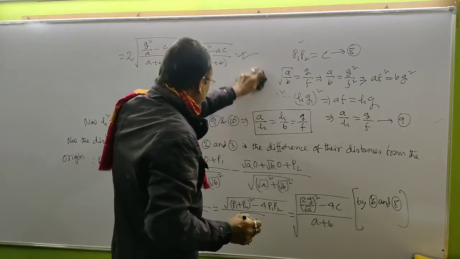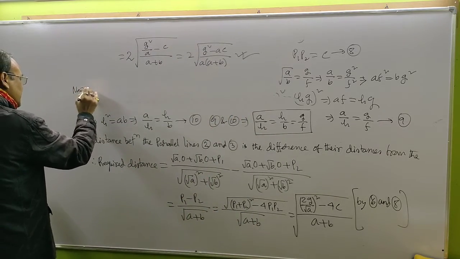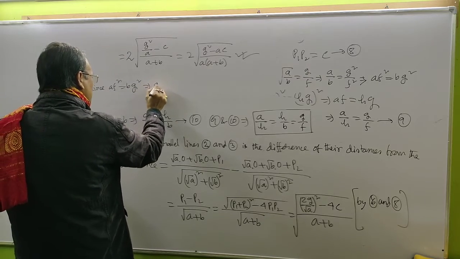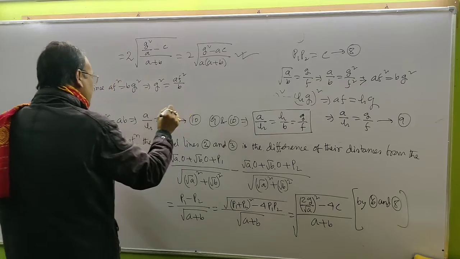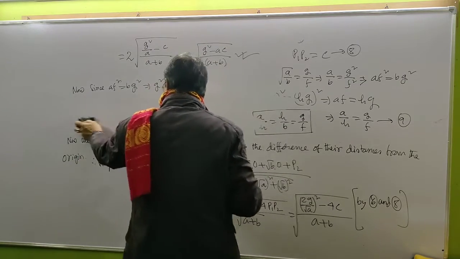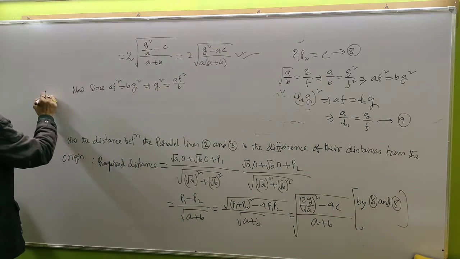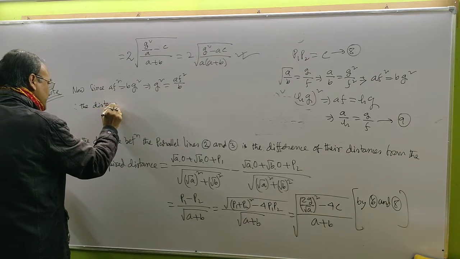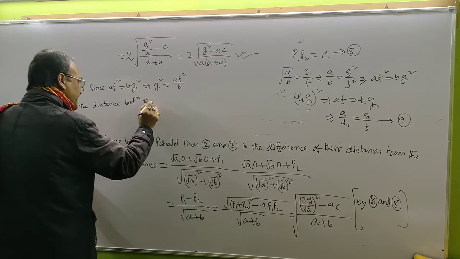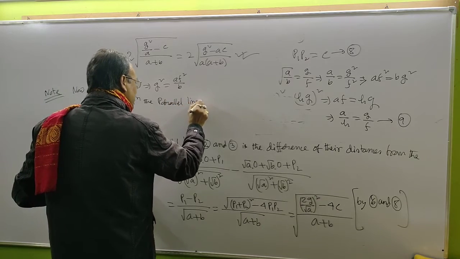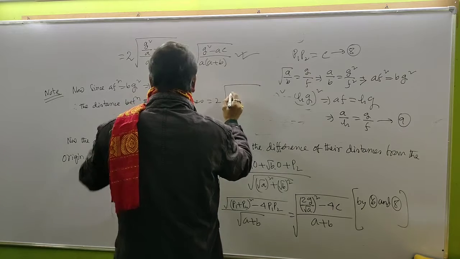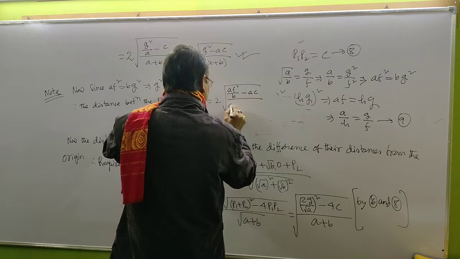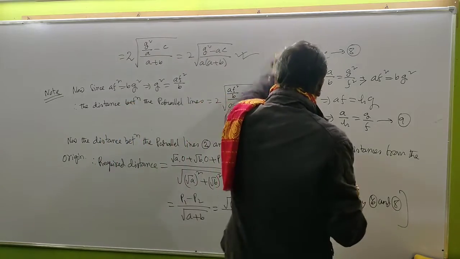Now, note, since af square equal to bz square, this means z square equal to af square divided by b. Therefore, the distance may be written in this way also. Therefore, the distance between the parallel lines is equal to 2 times root of af square divided by b minus ac divided by a into a plus b. You may write like this.